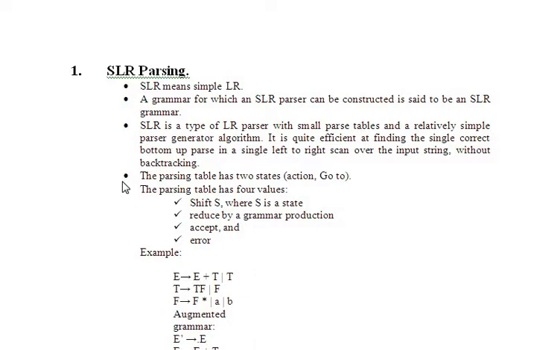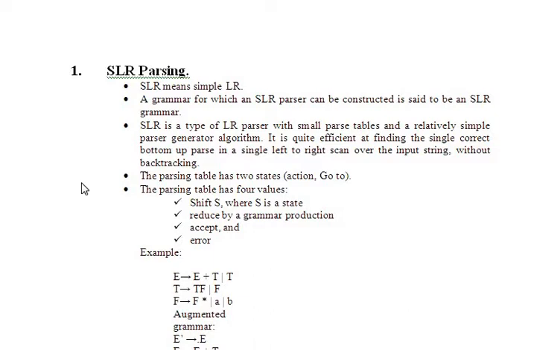In our previous video, I have already discussed different terminologies like handle, handle pruning, and different parsers like operator precedence parser, shift reduce parser, how to parse the string using operator precedence parser, what is LR parser, and types of LR parser. There are three different types of LR parser: simple LR, canonical LR and look ahead LR. Among these three, CLR is the most powerful parser. Second one is LALR and third is SLR.